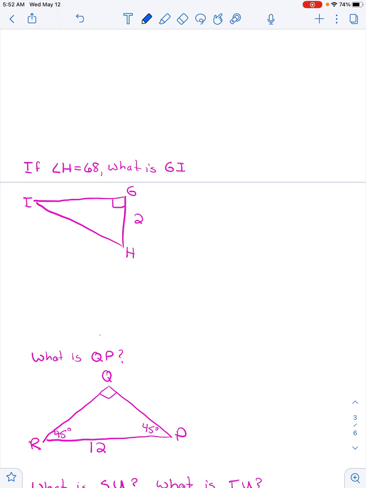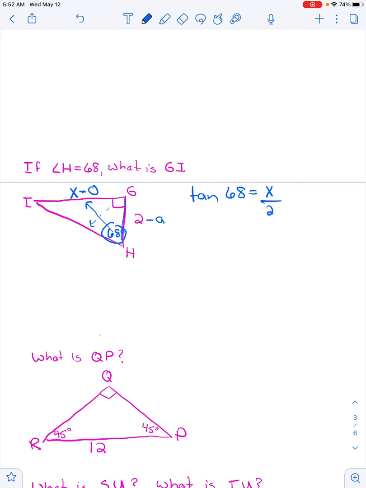It says if angle H is 68 degrees, we want to know what is GI. So if I look at it from this angle, that would be opposite. This side too, that's not the hypotenuse. The hypotenuse is opposite that angle. So this is adjacent. Opposite and adjacent is tangent. So I say tangent of 68 degrees is equal to the opposite side, x, over 2.